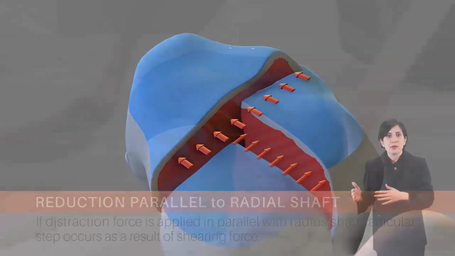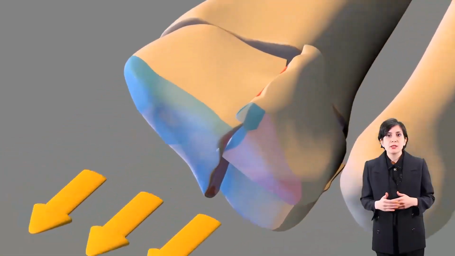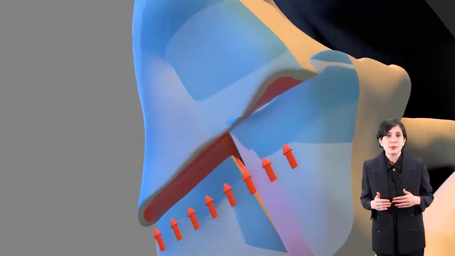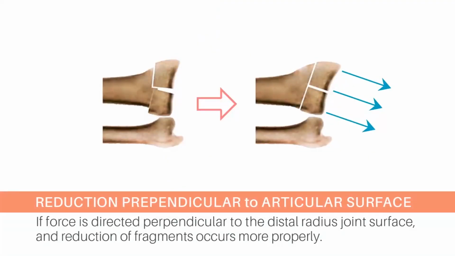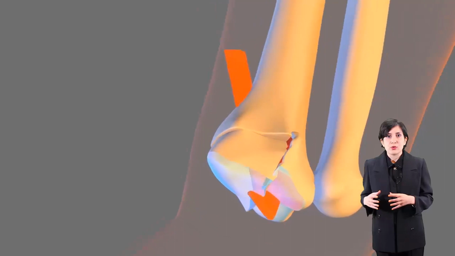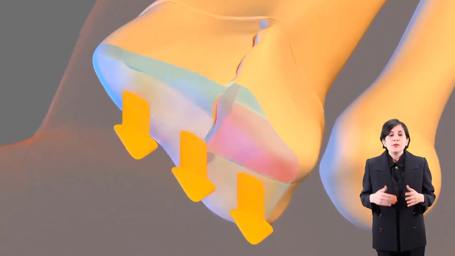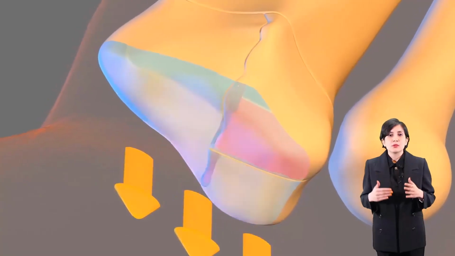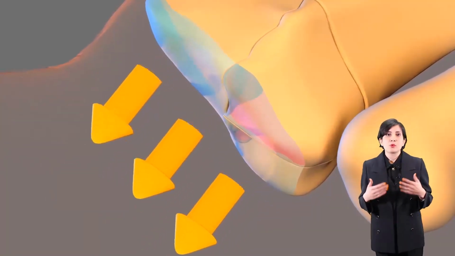With the traditional method, when force is exerted parallel to the radius shaft, displacement of the fragments and articular step occurs as a result of shearing force. Using the anatomic and dynamic external fixators, we can exert the traction force perpendicular to the articular surface by adjusting the two joints of the external fixator according to the palmar tilt and radial inclination. When force is directed perpendicular to the distal radius joint surface, the reduction of fragments occurs more properly.